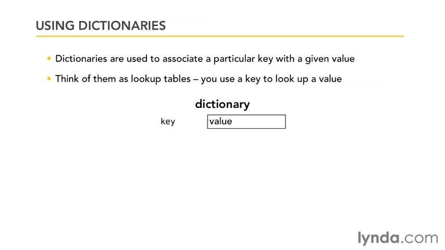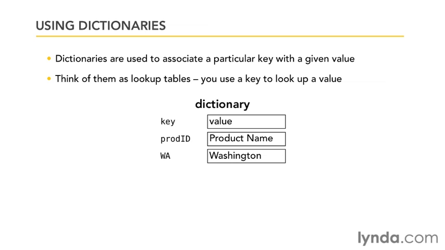Some examples of that might be a product ID with a product name, or I could associate, say, an abbreviation for a state name with its full name. But really, I can associate any object with any other object. This is what hash tables are essentially used for. They're probably one of the most useful collection classes out of all of them.